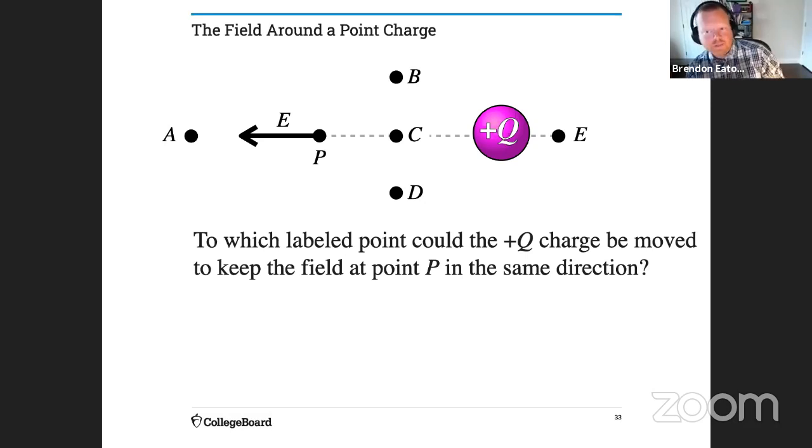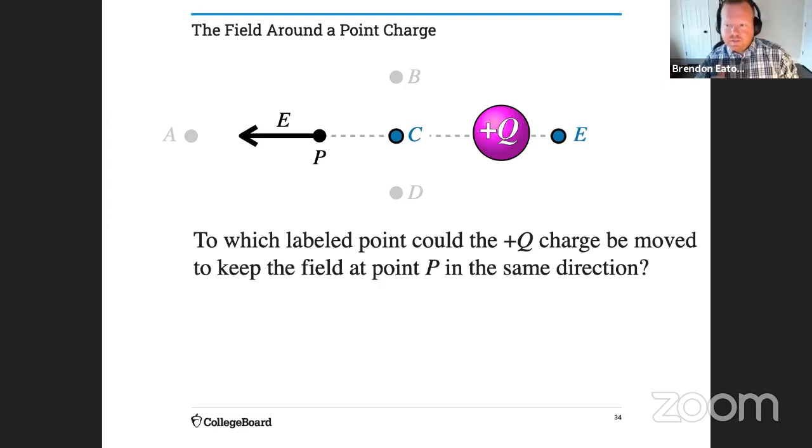What about B? I think it would point at an angle. What about C? It would still point to the left. It's pointing away from charge Q. What if you moved it to point E? It still points to the left because it's pointing away from the positive charge. And if you moved it to point D, you would have a weird angle vector coming off of it pointing at point P.